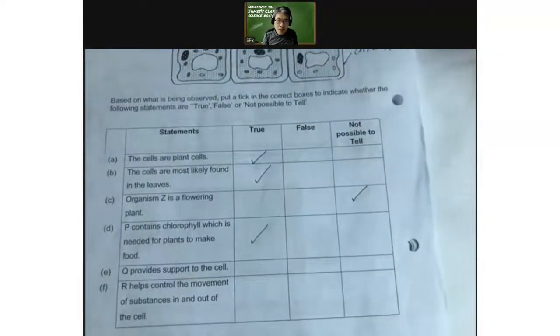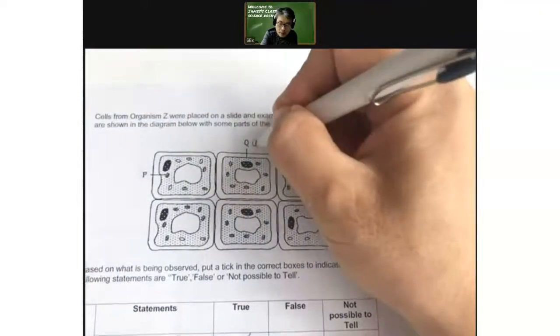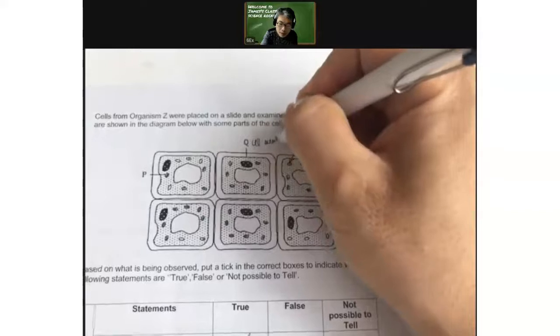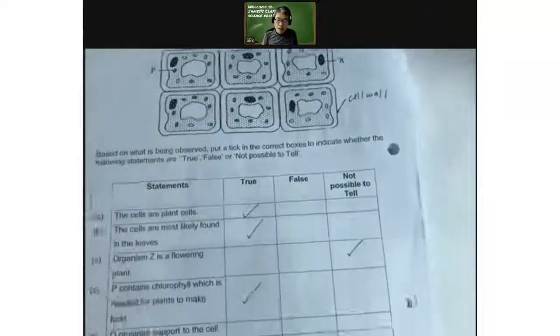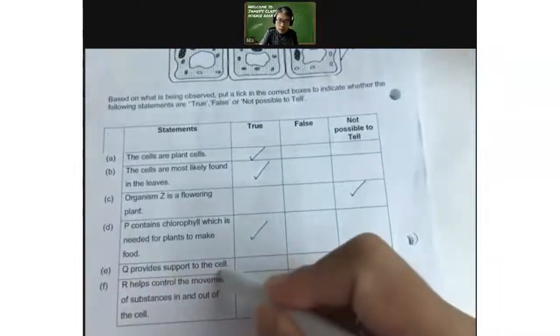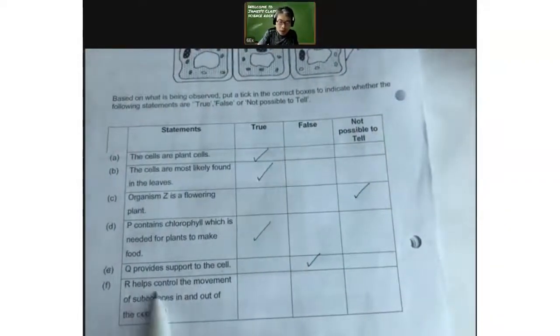Q provides support to the plant. Q is the cell membrane. This is a cell membrane. Cell membrane controls the movement of substances in and out. Cell membrane is not the cell wall. So cell membrane does not support the cell. This is false.